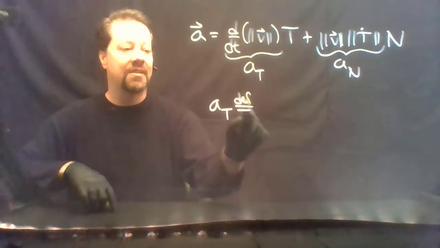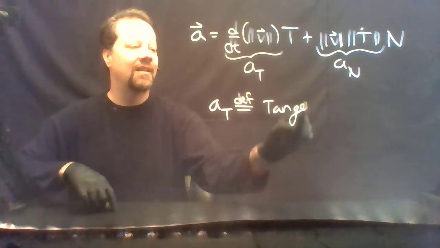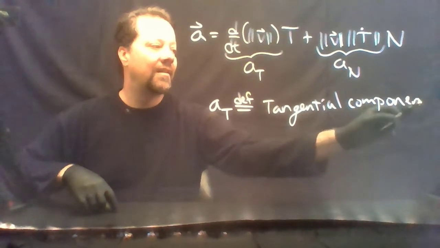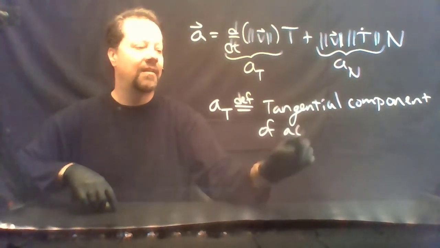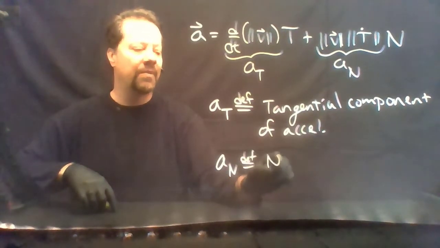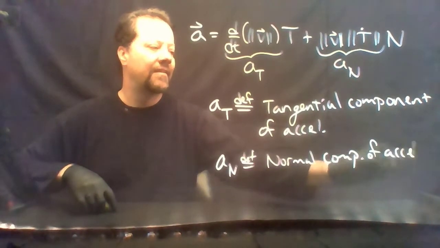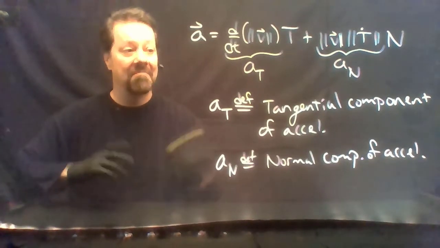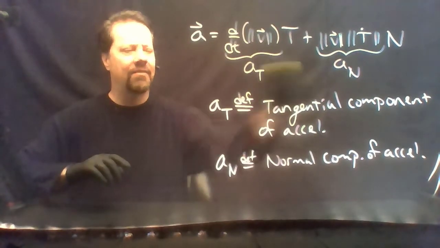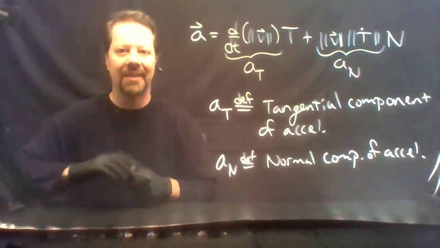a sub T is, by definition, which means because I said so, the tangential component of acceleration, and a sub N is the normal component of acceleration. So the theorem is true, but these are really lousy formulas for the tangential and normal components of acceleration, and we can do better.